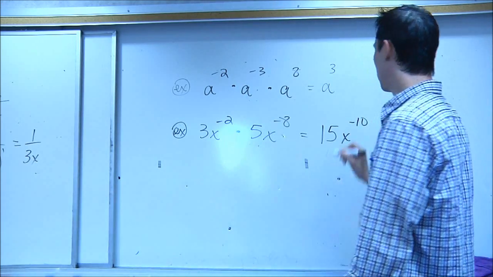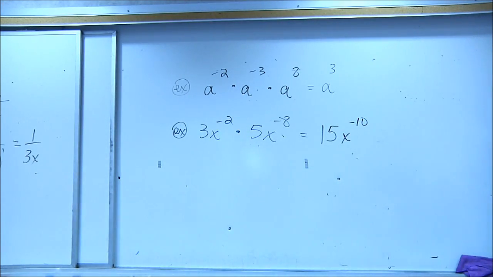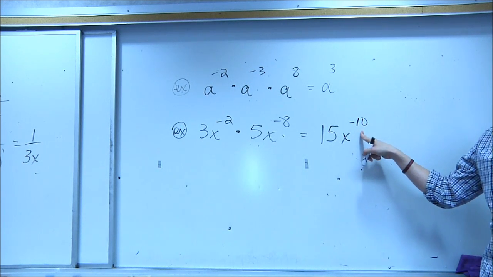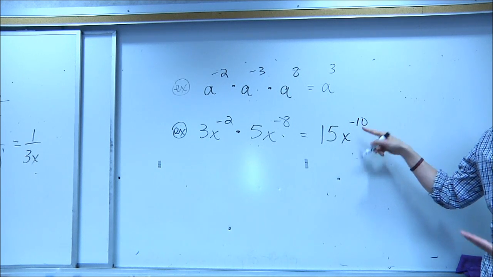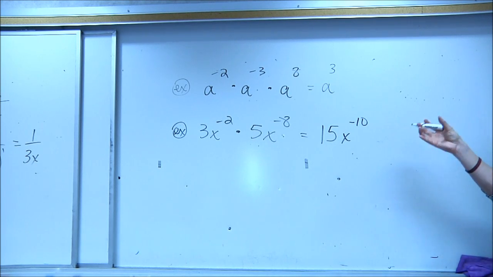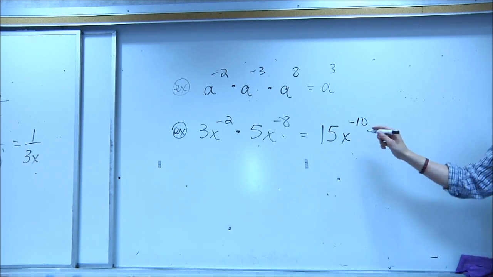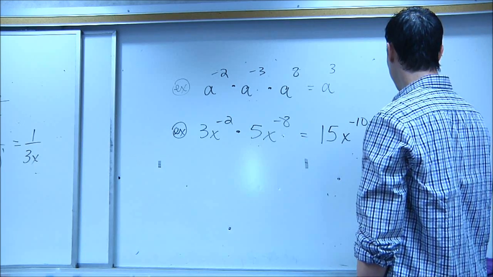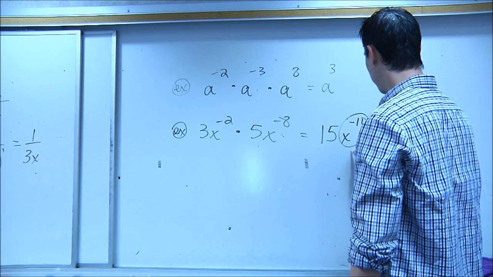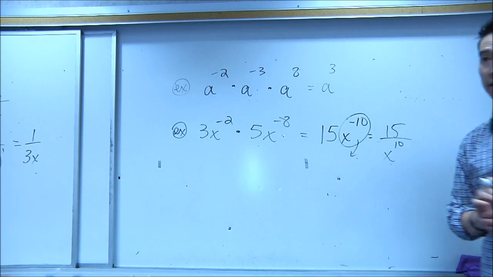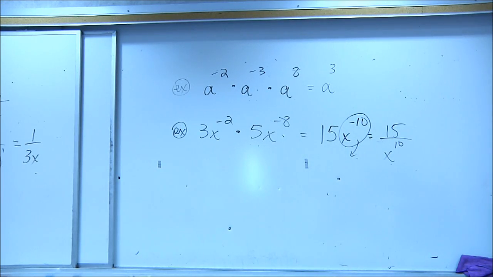Okay? Now, in your homework, in your book, on a quiz or test, they're going to say to simplify and not have negative exponents. Okay? So when you have a negative exponent, like I just showed you a minute ago, if it's in the top, you move it to the bottom. If it's in the bottom, you move it to the top. So I have one more step to go here. The 15 stays where it is, but this guy here moves down to the denominator. And that would be your final answer. 15 over x to the 10th power.